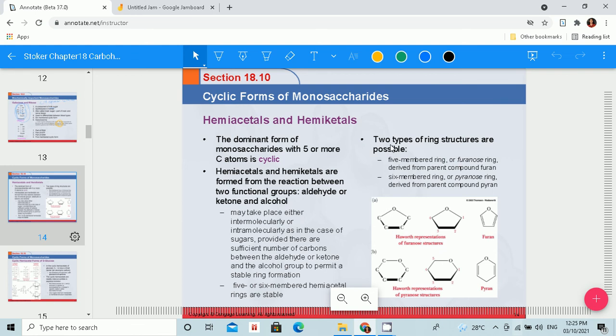Okay, so this time, two types of ring structures are possible. We have a five-membered ring. When it is a five-membered ring, it is called furan, a furanose ring, derived from our compound furan. So if we have five, we call it furanose, and if we have six, we call it pyranose in the Haworth projection. Your hexoses are pyranose when formed in a cyclic form, and your pentoses will be furanose.